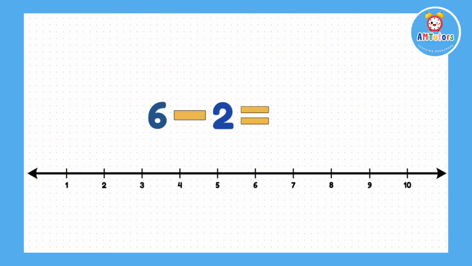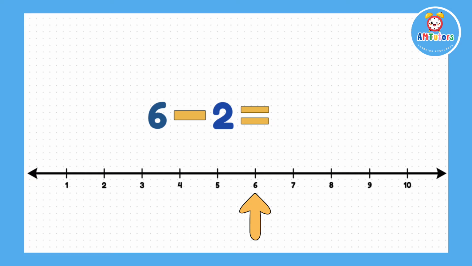Here's another example for us to try together. It says, what is 6 subtract 2 equal? What number do we start on? Well done. We start on the number 6. And what direction do we move? We move to the left.